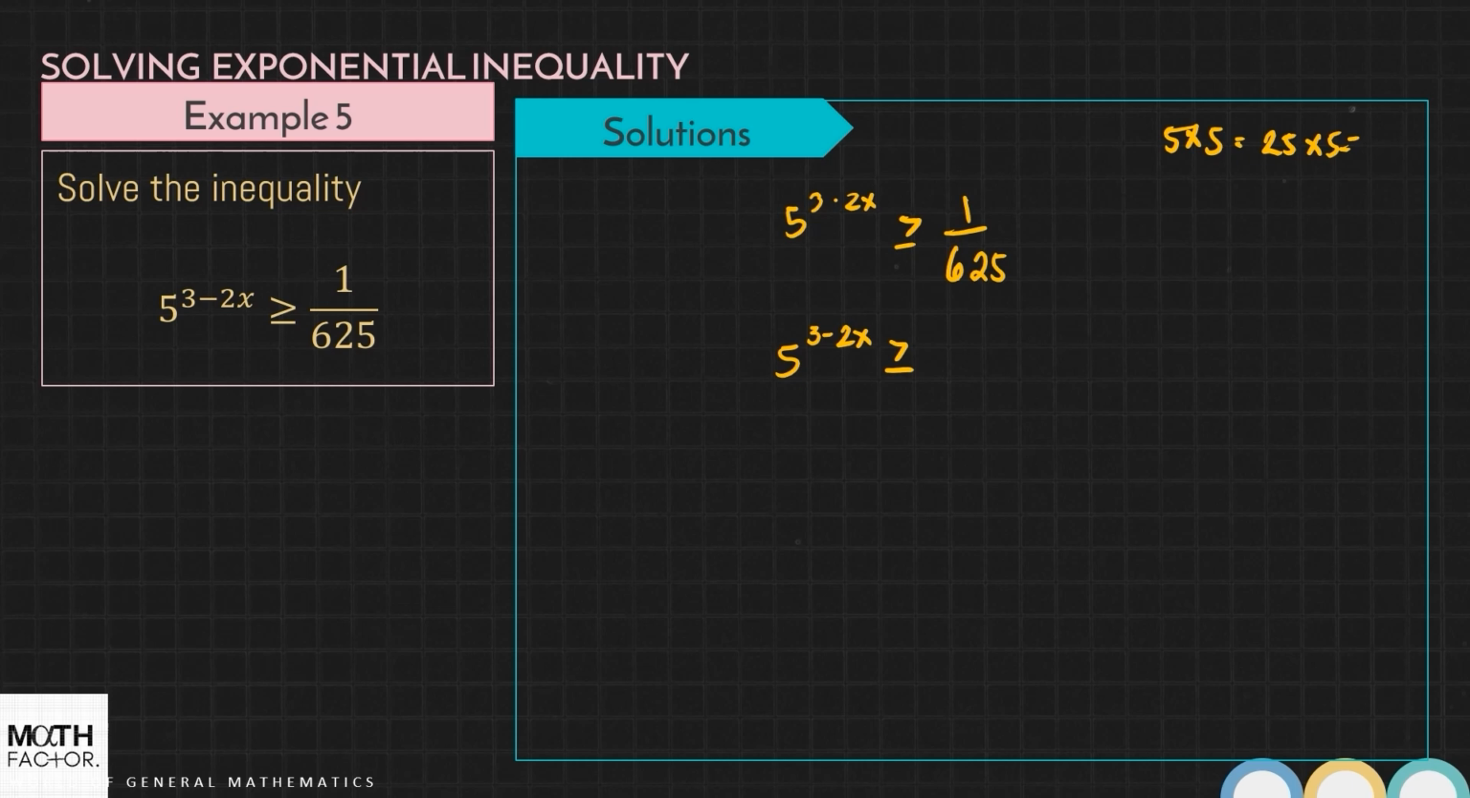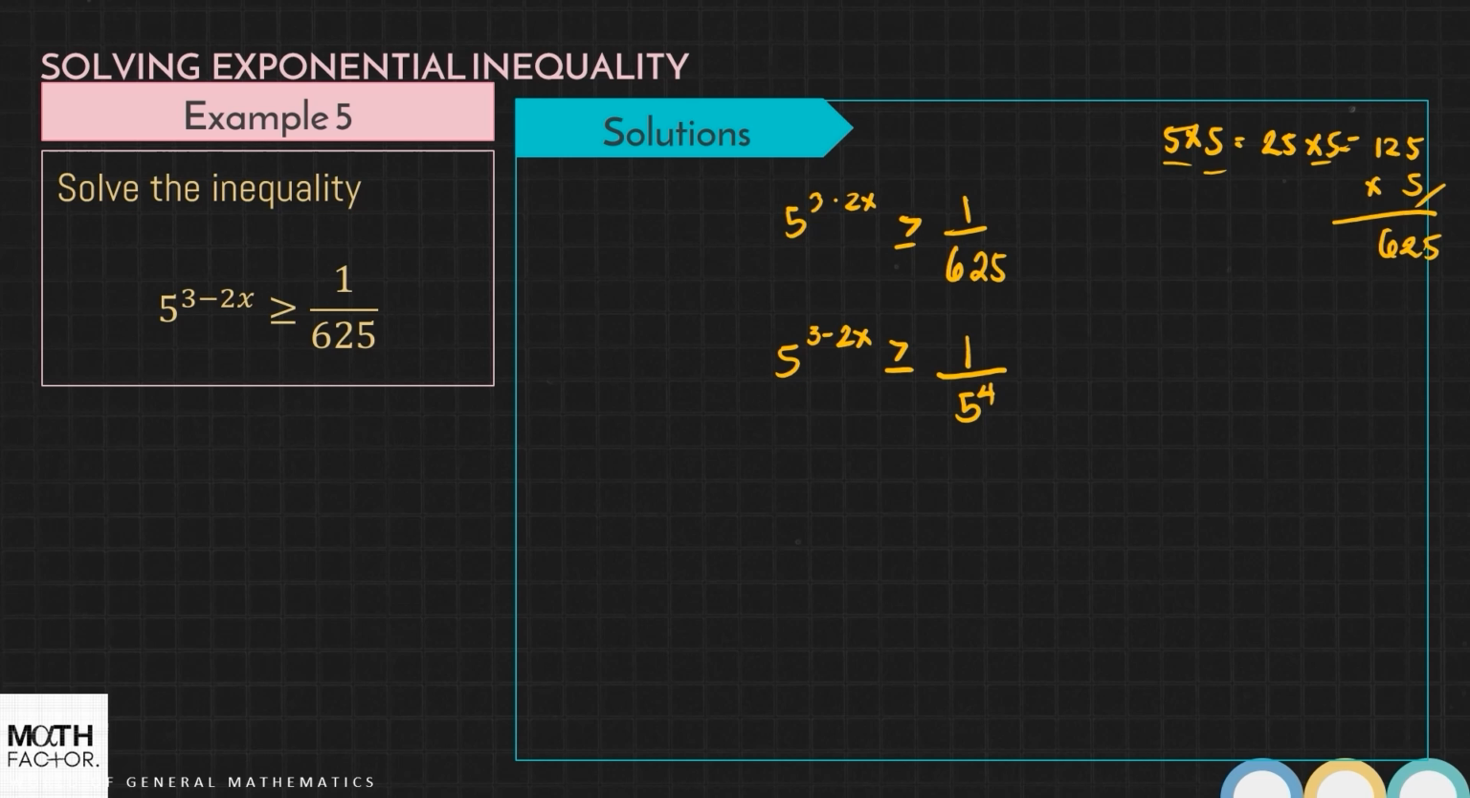We have 125. Multiply again by 5. We have 625. So we have 1, 2, 3, 4. So let me just rewrite it first as this: 1 over 5 raised to 4.